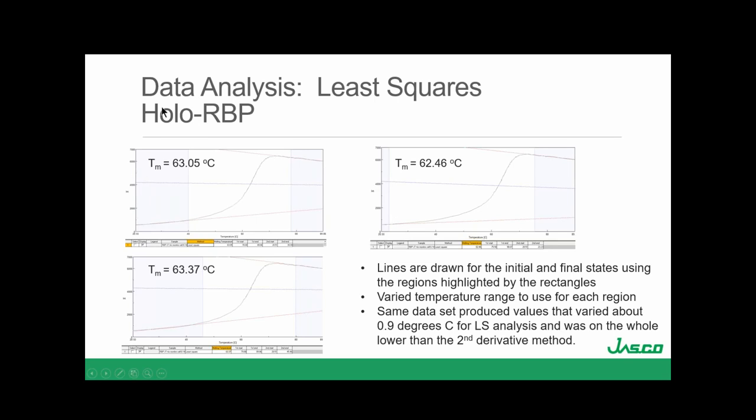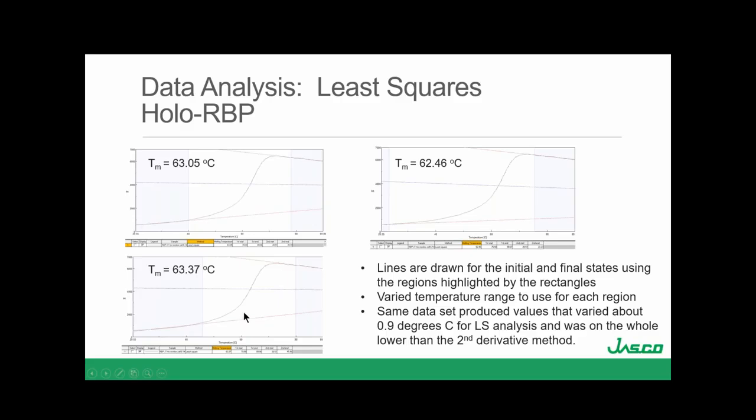And what I'm doing is I have different rectangles, right? So now I have two rectangles. This rectangle defines the range I use to draw a line on the initial phase, and this rectangle defines this line for the upper boundary. So you can see if I go too shallow and I use just a couple data points in this second example here, that greatly impacts my thermal melt value, 62.46.